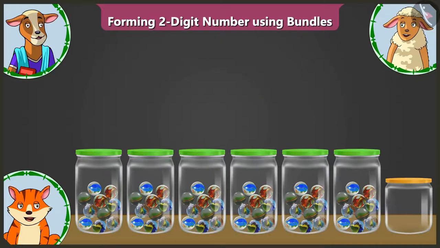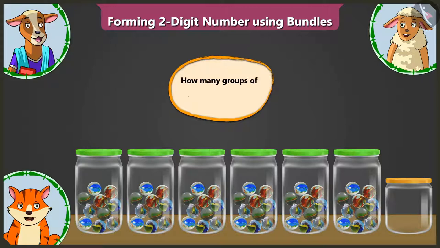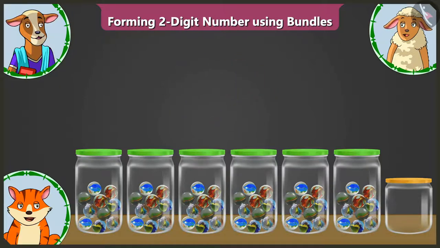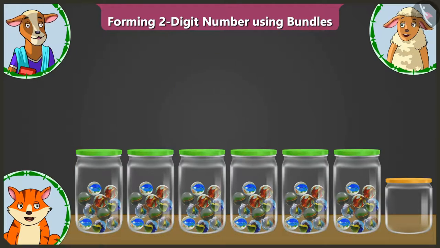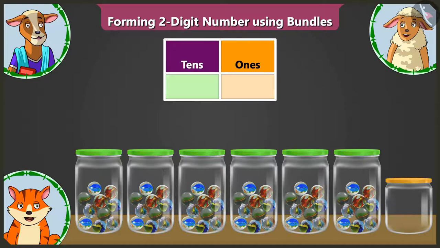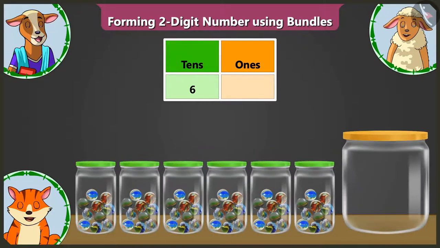Now, you tell me, Lily, how many groups of tens do we have? We have six groups of 10 marbles each. That's right. This is why we will write six in the tens box here. Now, you tell me, Billy, how many marbles are there in the seventh jar? Ma'am, the seventh jar is empty. Yes, there is not even one marble in the seventh jar. So we have to write 0 in the ones box.